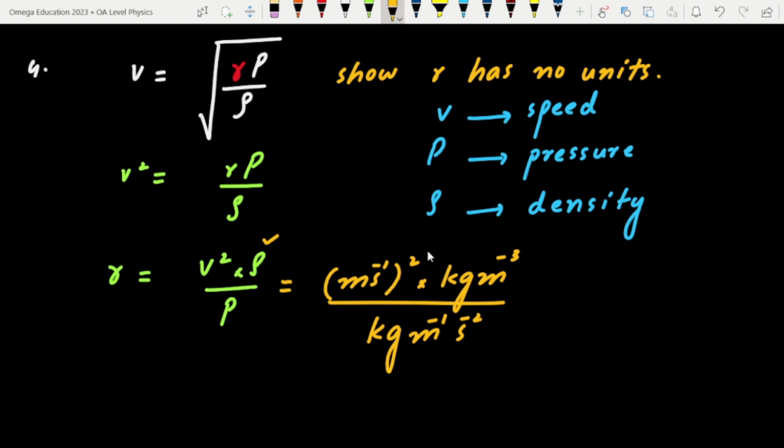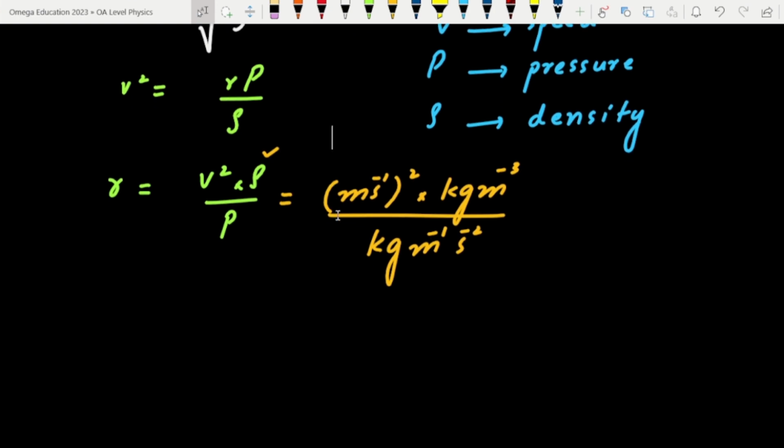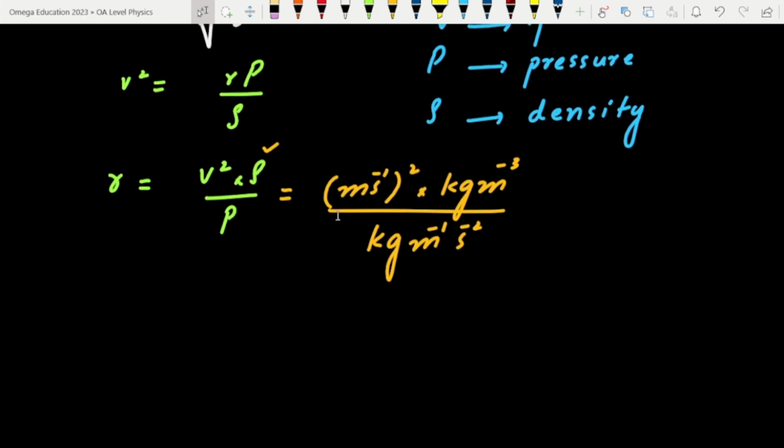Pressure was written in the form of force and area. Force was converted into the form of mass times acceleration, and we inserted the base units and solved it. Or you can also use pressure equals rho g h, and then insert the base units and come up with this one.